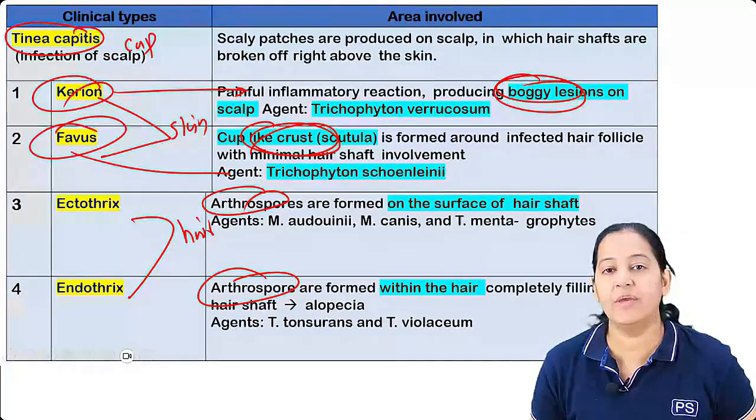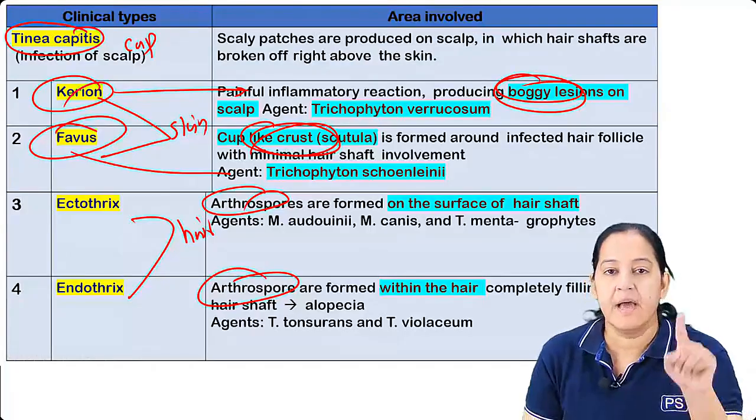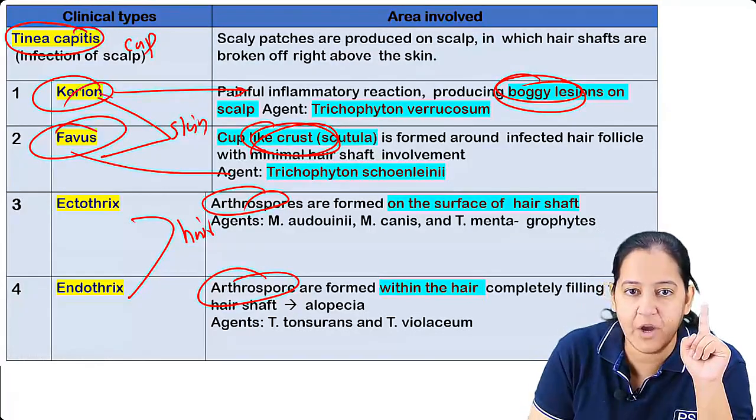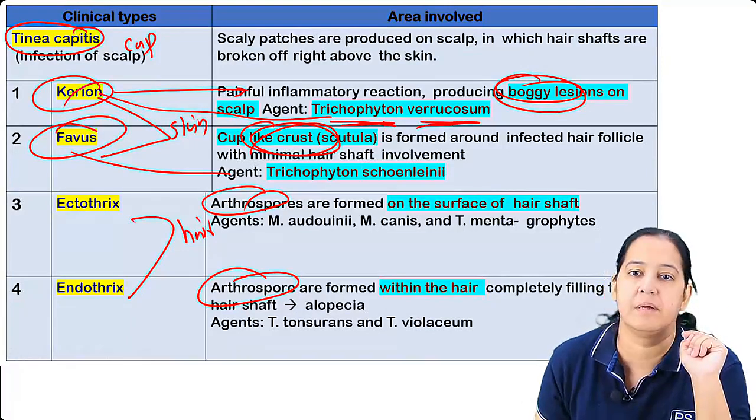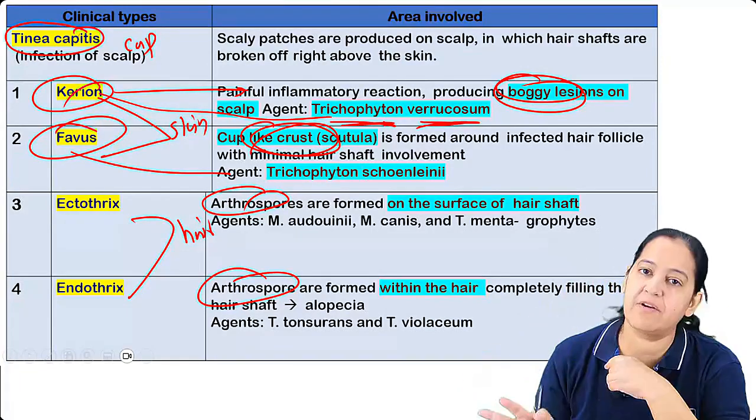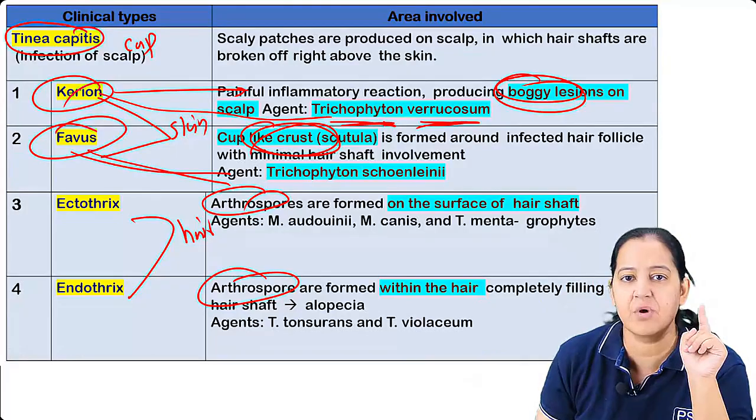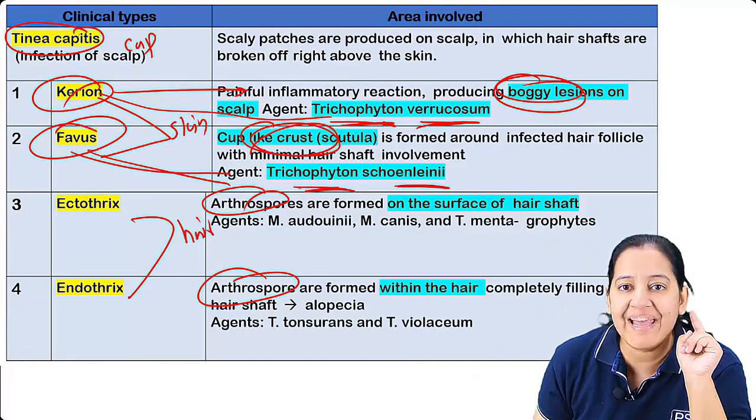What I'm telling you here now is the causative agent. Listen. I want you to learn that carrion is caused by Trichophyton. Which Trichophyton? Trichophyton verrucosum. It is a disease of the skin. It is caused by Trichophyton verrucosum. And favus is caused by Trichophyton schoenleinii.